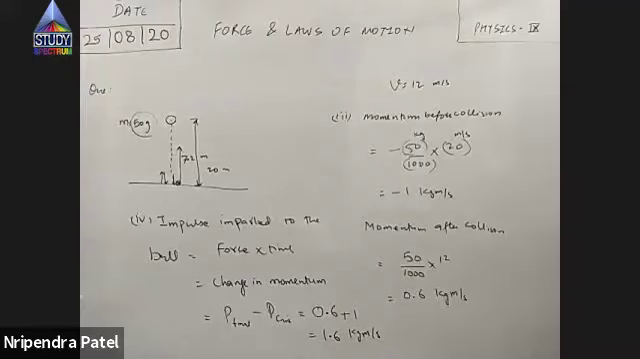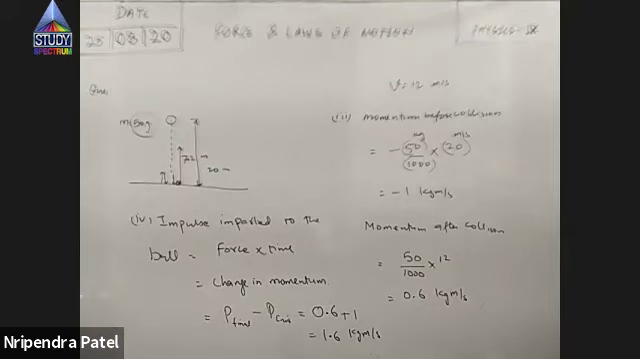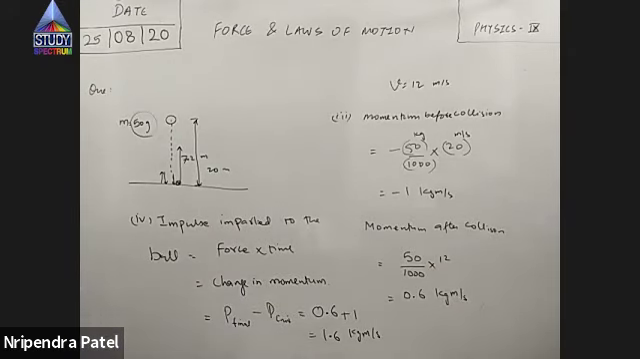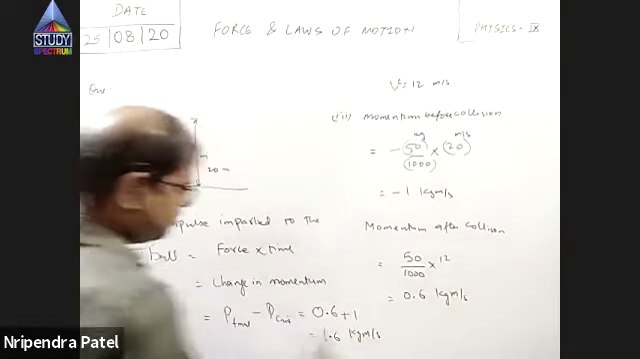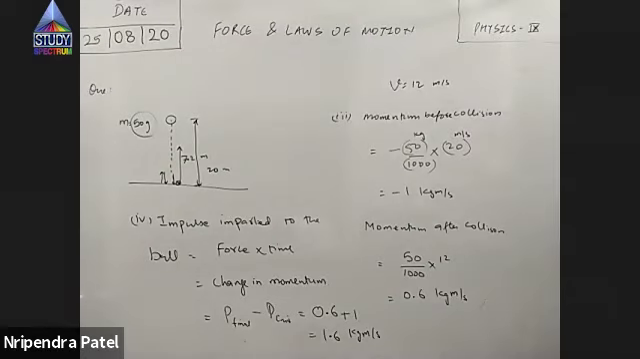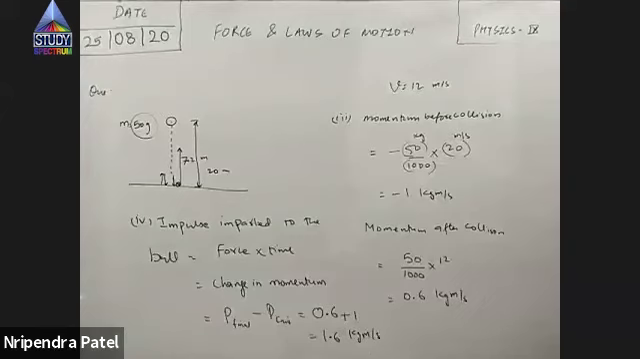So I asked impulse. Impulse is change in momentum. Right? So what is change in momentum? Final momentum minus initial momentum. Final momentum is 0.6 minus -1. So minus minus plus 1. So 0.6 plus 1. That is 1.6 kg meter per second. Clear? Yes, sir. Okay.